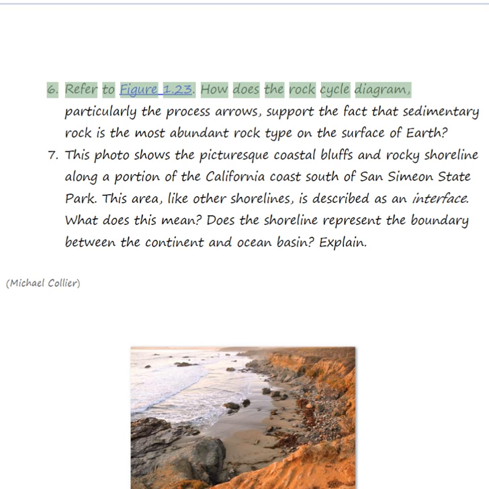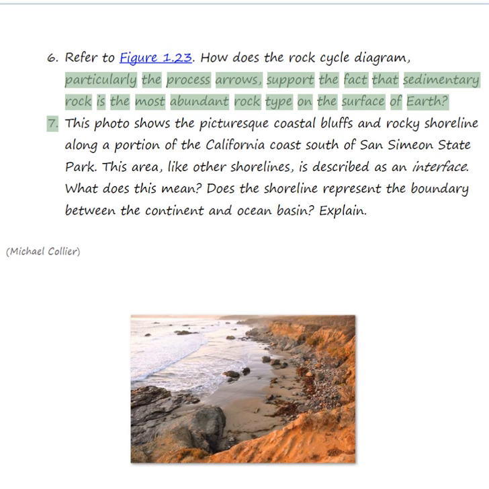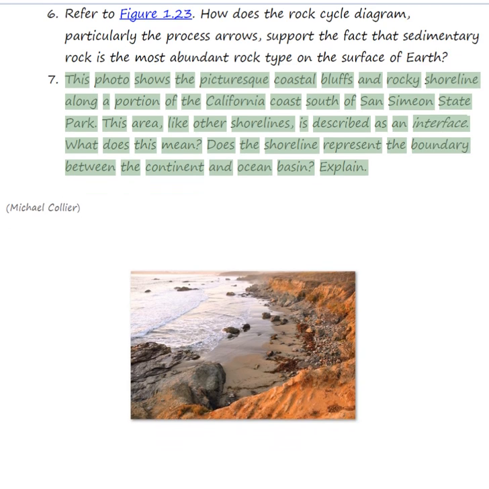6. Refer to Figure 1.23. How does the rock cycle diagram, particularly the process arrows, support the fact that sedimentary rock is the most abundant rock type on the surface of Earth? 7. This photo shows the picturesque coastal bluffs and rocky shoreline along a portion of the California coast south of San Simeon State Park.